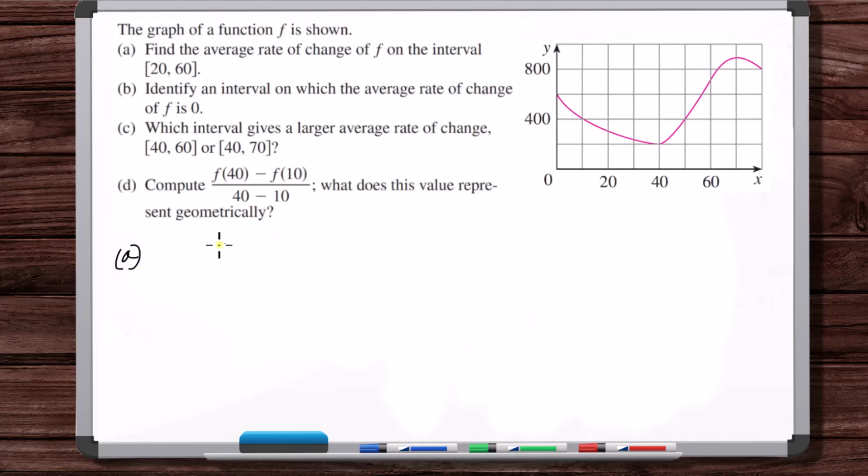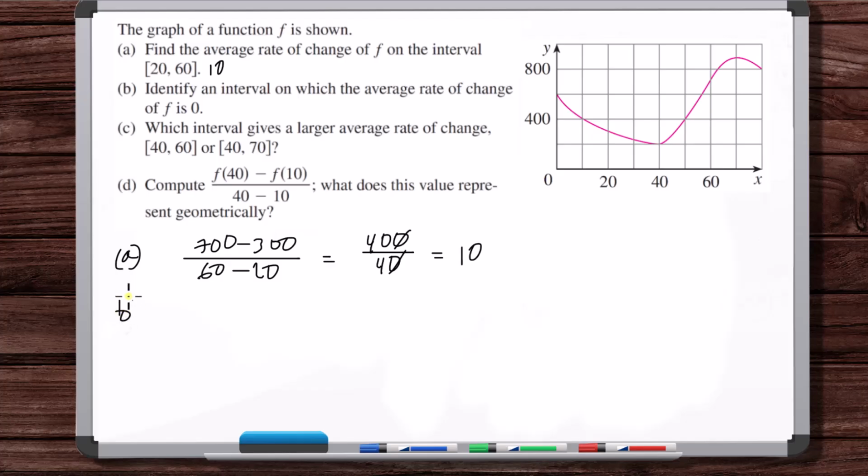The delta x from 20 to 60 is 60 minus 20. And then the delta y is, let's see, 300 here, and then 700 here. So 400 divided by 40. So 10.